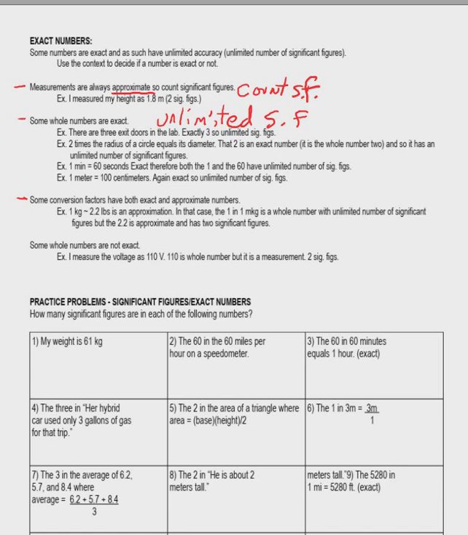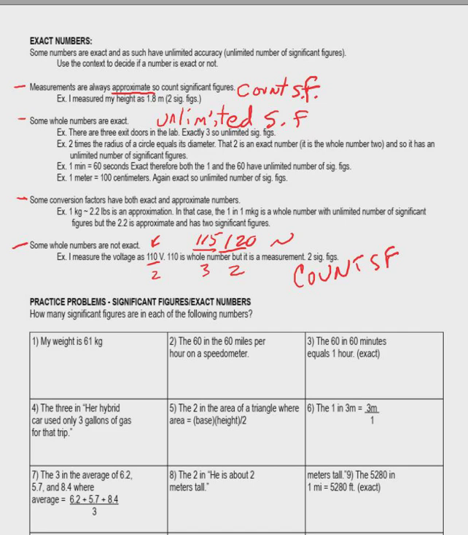Some whole numbers are not exact. So 110 volts can be 110 volts. It can also be 115 volts. It can also be 120 volts. It's all approximate. And so you have to count the number of sig figs. So in this case, it's 2, it's 3, and it's 2. But all of them are the similar voltage that comes out of your electrical outlet. So you have to count the number of sig figs.